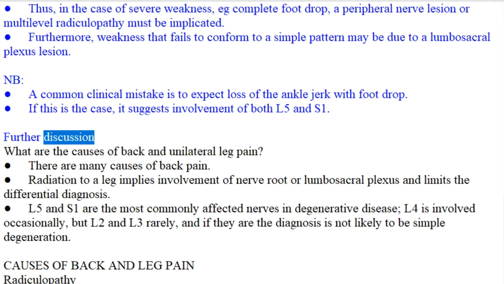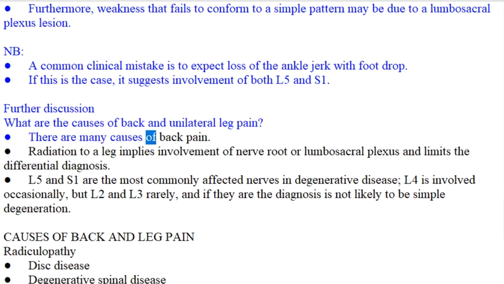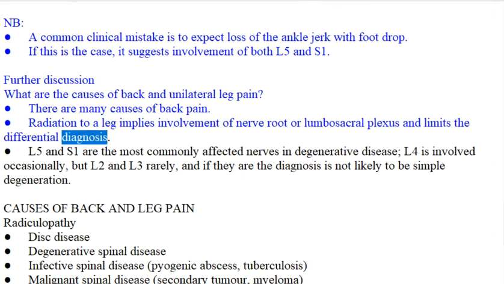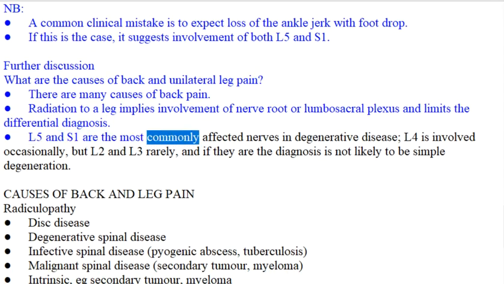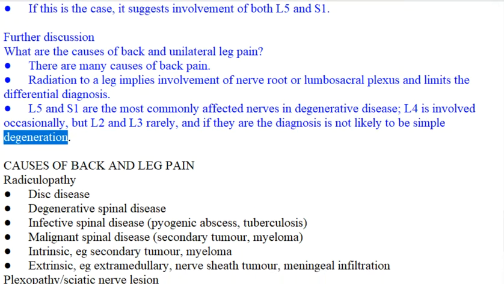Further discussion. What are the causes of back and unilateral leg pain? There are many causes of back pain. Radiation to a leg implies involvement of nerve root or lumbosacral plexus and limits the differential diagnosis. L5 and S1 are the most commonly affected nerves in degenerative disease. L4 is involved occasionally, but L2 and L3 rarely, and if they are, the diagnosis is not likely to be simple degeneration.